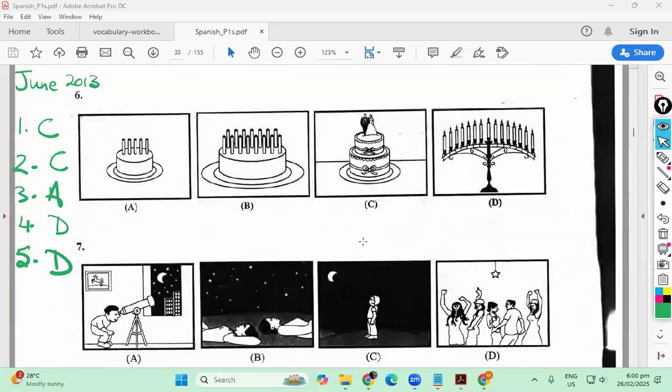Okay, so there's the cake. 1, 2, 3 cakes and some candles, right? La torta de la quinceañera es muy grande. So we're talking about la torta. What is a torta? Cake, right? And we're talking about a quinceañera.